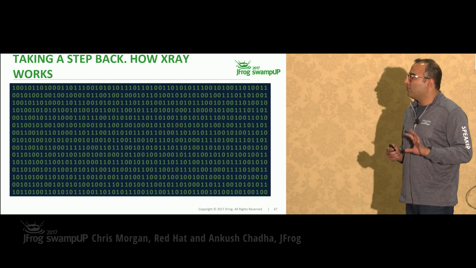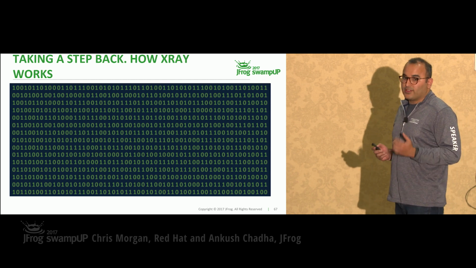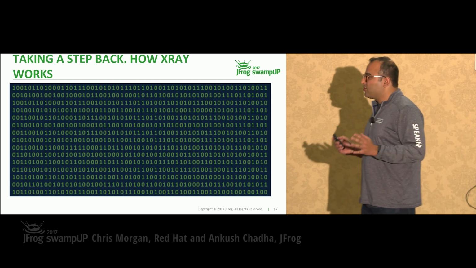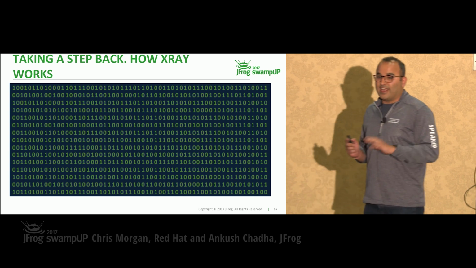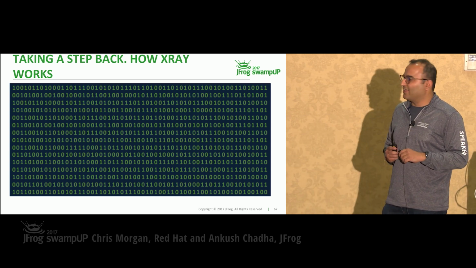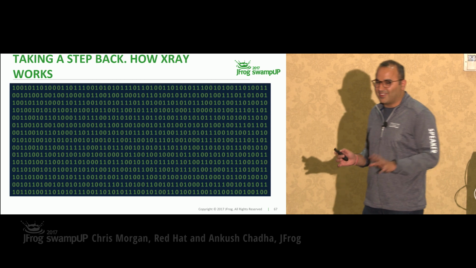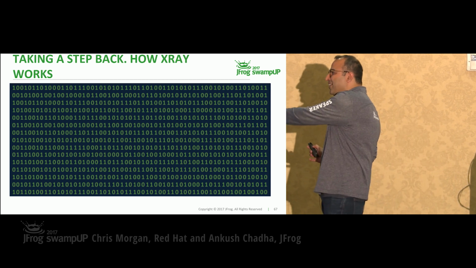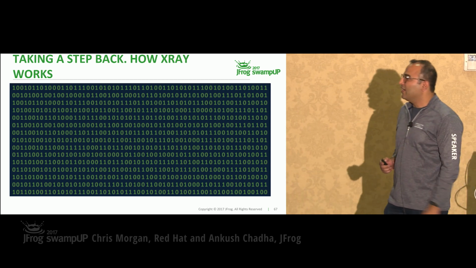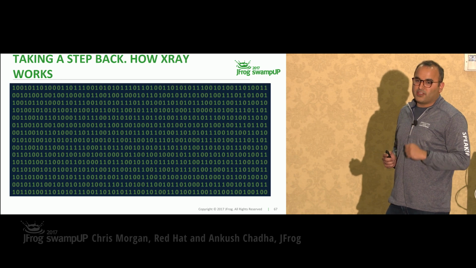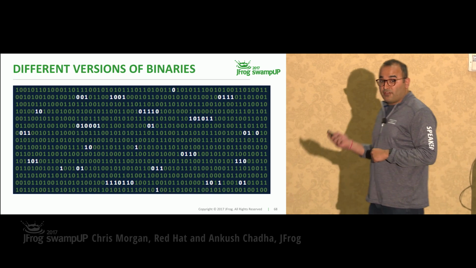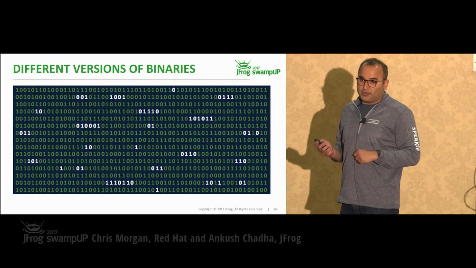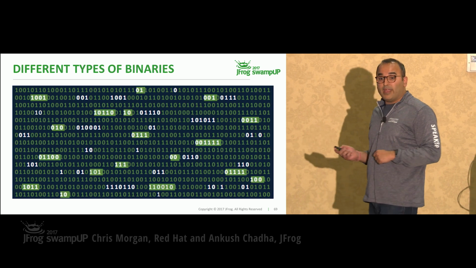So let's take one step back a bit. Let's see how Xray works. Xray sees all these as binaries, right? As Shlomi and Fred mentioned at the keynote, we are binaries people. So Xray is similar: everything is binaries, that's what it scans. But it has a different perspective of these binaries. There are different types of binaries, and different versions of binaries.